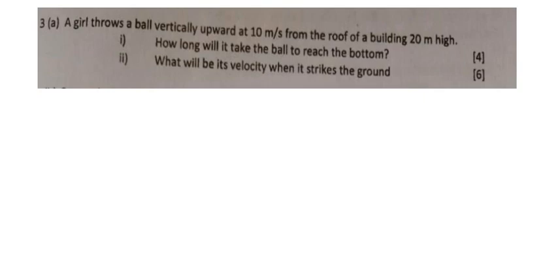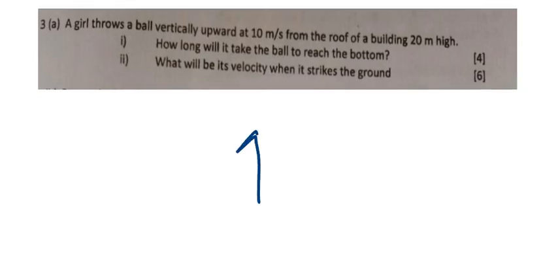We are told that a girl throws a ball vertically upward at 10 meters per second from the roof of a building 20 meters high. How long will it take the ball to reach the bottom? So we're trying to find the time. If it is thrown upward, we're going to choose upward as positive and going down as negative.